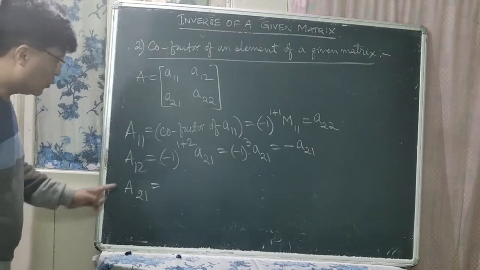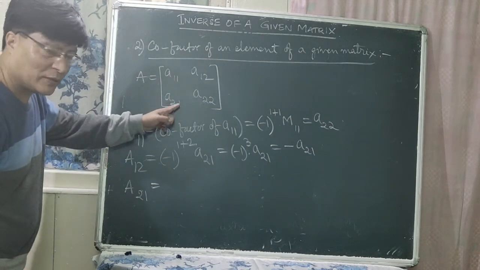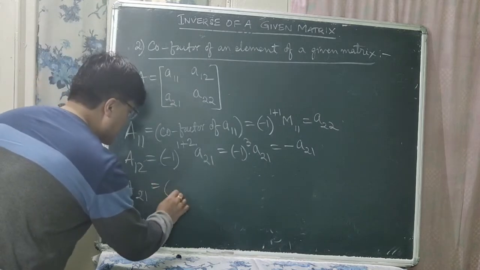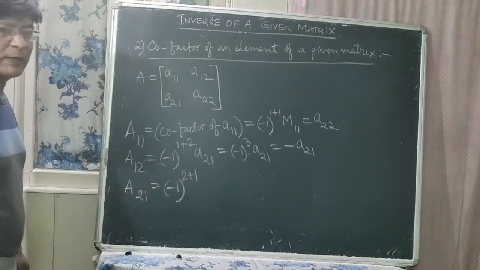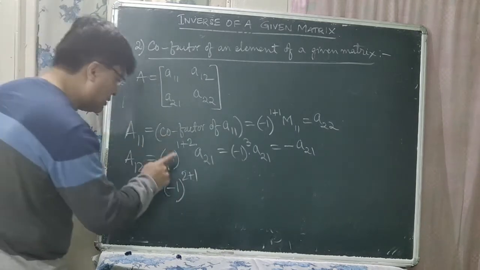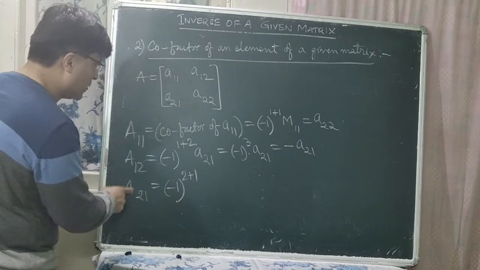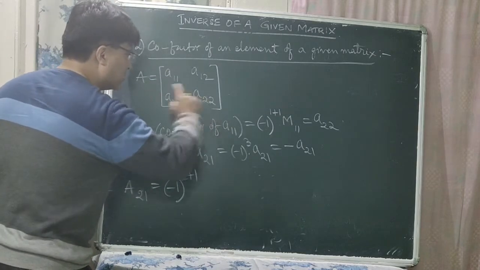That means, what is the cofactor of the element small a21, which is obtained by considering the sign -1 whole to the power 2 plus 1 again. This is 2 plus 1, right? This is your 2 plus 1. And you have to delete the row and the column through the element small a21. That means first column and second row are deleted.